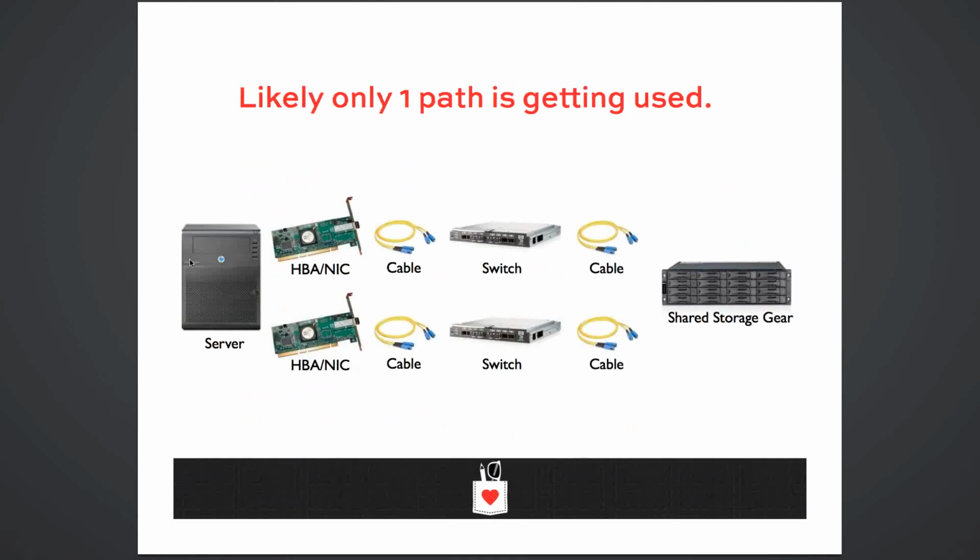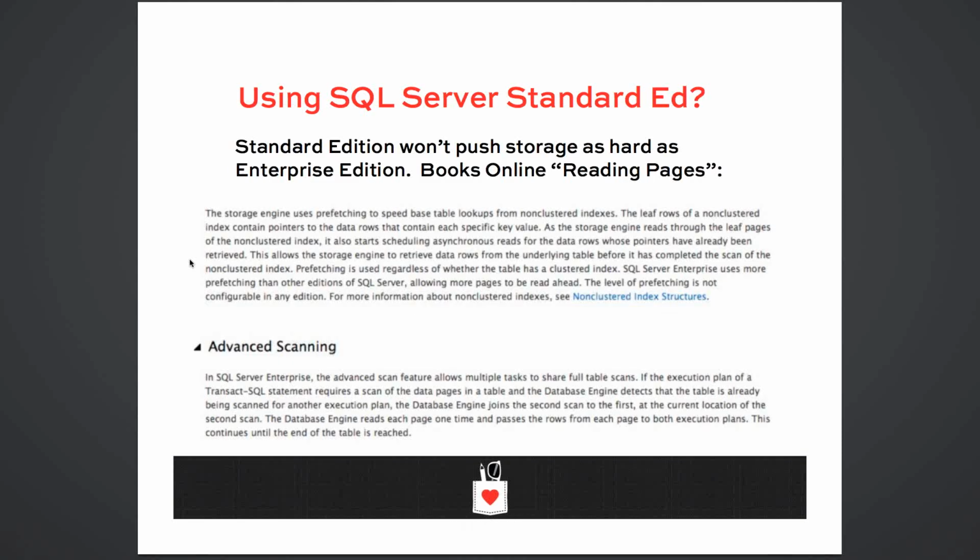Most likely, only one of your paths, one of your straws, is getting used, and in order to really drive as much throughput as possible, that's where you have to start getting into this multipathing concept and referring to the Fast Track Data Warehouse Reference Architecture. Another reason why the SAN is sitting around bored is you might be using SQL Server Standard Edition. See, Standard Edition just doesn't push storage that hard.